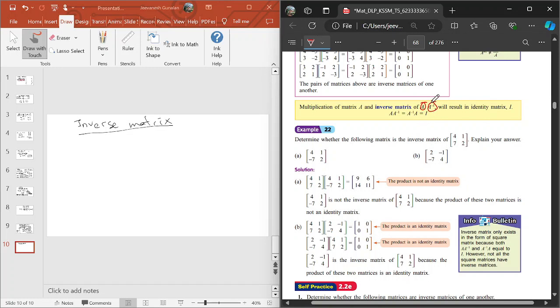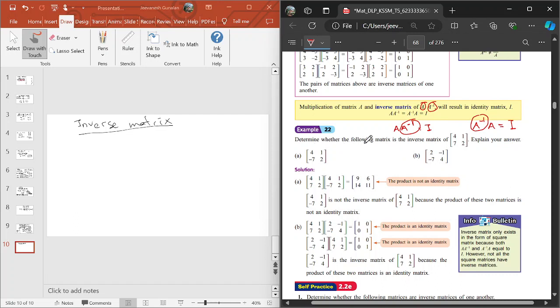And so what does this inverse matrix do? Basically, if you take the matrix and multiply it with the inverse matrix, you need to get an identity matrix. If you change the order and do the multiplication like this, you'll still get I. If you do that, that means this is an inverse matrix.